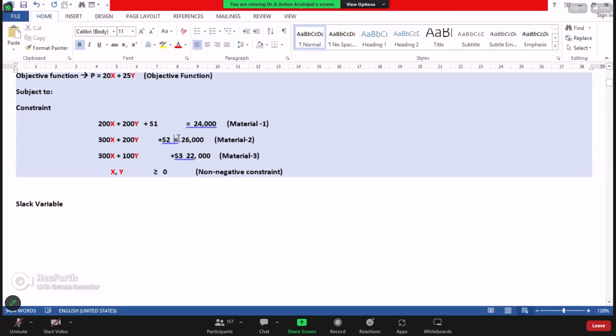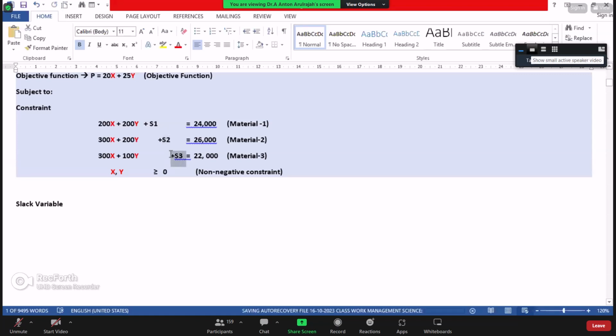Now the left hand side is equal to the right hand side value. All these constraints are now equal. So if there is a balance in material one, S1 will absorb it. If there is a balance in material two, S2 will absorb. If there is a balance in material three, S3 will absorb. So now you see all of the slack variables represent unused resources.